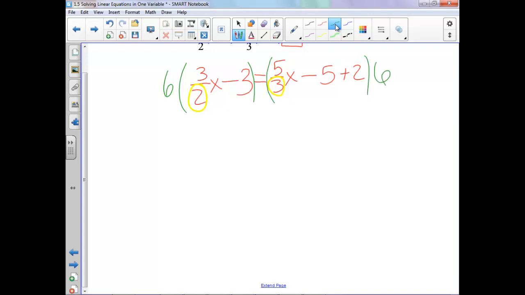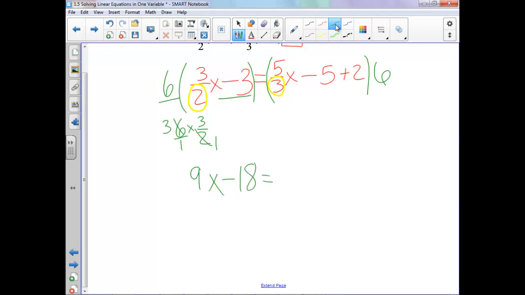So on our left side, when we do 6 times 3 over 2, that is 6 over 1. So our 2 is divisible by 2, we'll have 1 left. 6 divided by 2 is 3. So this will give us 9x. And then this 6 times our -3 is just -18.